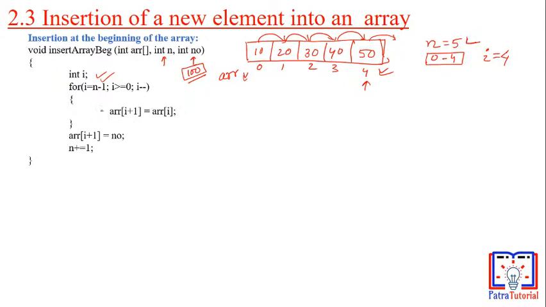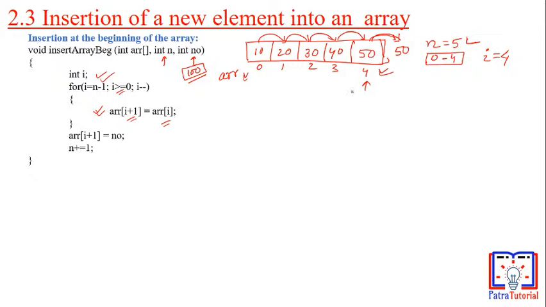Now in the for loop, if I is greater than or equal to 0, then we have to do this. Now I is 4 and it is greater than 0, right? The condition is satisfied. Then what do we have to do? We have to store the value of ARR of I in ARR of I plus 1 location, that means in the next location. I equals 4 now, so ARR of 4 will be stored in ARR of 5. ARR of 4 is 50, so 50 will be stored here.